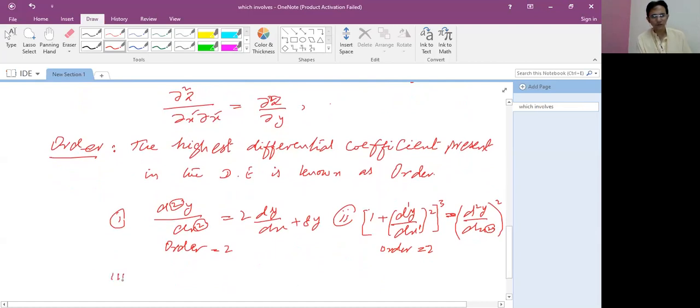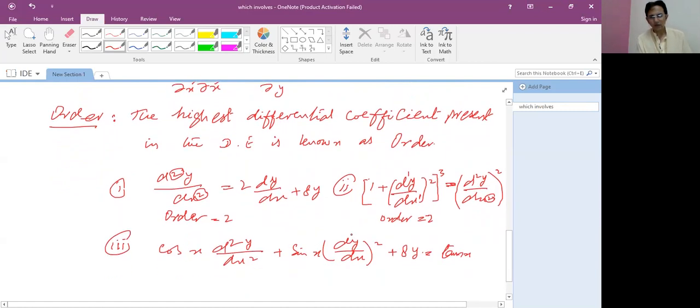Now the third example: cos x into d2y over dx square plus sine of x into dy upon dx whole square plus 8y equals 10x. Now find the order. The order of dy over dx is 1, this is not the highest. The highest differential coefficient present in the whole differential equation is d2y over dx square. So we call the order 2.